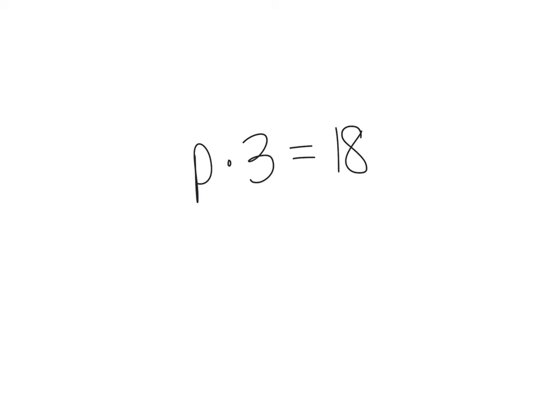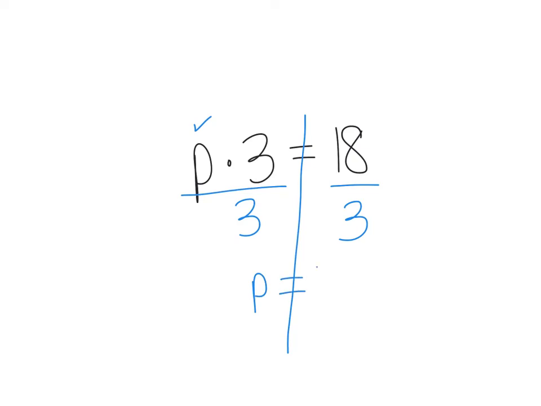Okay, hopefully you have worked out your problem. We have p times 3 equals 18. I want to get p by itself, so I have to get rid of the times 3. I know that the inverse of multiplication is division, so if I divide both sides by 3, I get p equals 6. I can substitute. Does 6 times 3 equal 18? Yes, it does. So I know that I'm correct.